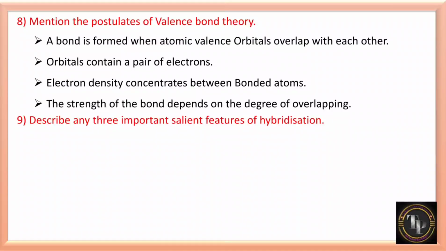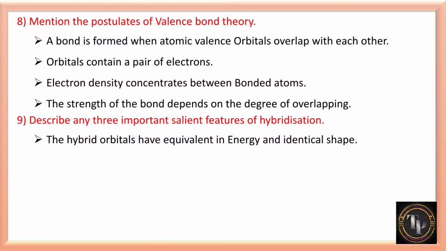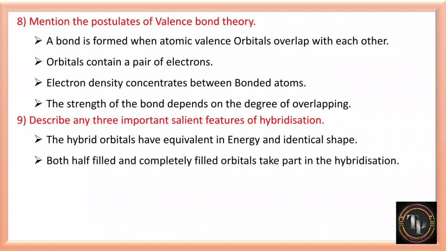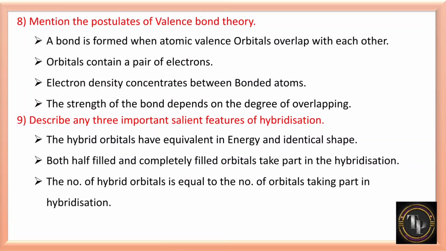Important salient features of hybridization they are asking. Hybrid orbitals are equivalent in energy and identical in shape. Both half-filled and completely filled orbitals take part in hybridization. The number of hybrid orbitals is equal to the number of orbitals taking part in the hybridization. I hope you followed, guys. This is regarding hybridization salient features. Hybrid orbitals form more stable bonds.